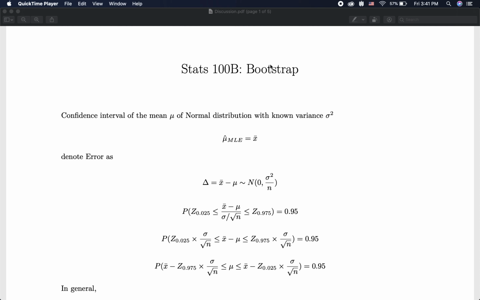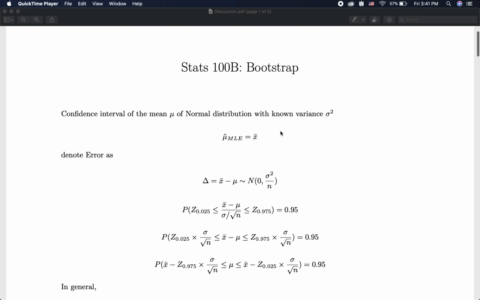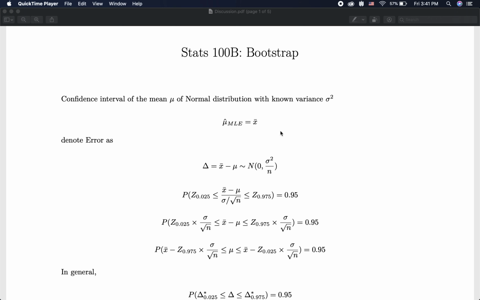Today we are going to talk about Bootstrap, which is a method to construct the confidence interval of a parameter of interest. So we first introduced this idea to construct the confidence interval of a mean mu from a normal distribution, also with a known variance sigma square. So we know that the MLE of mu is equal to x bar.